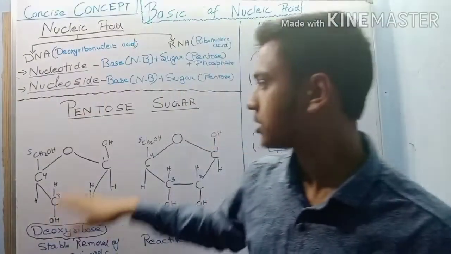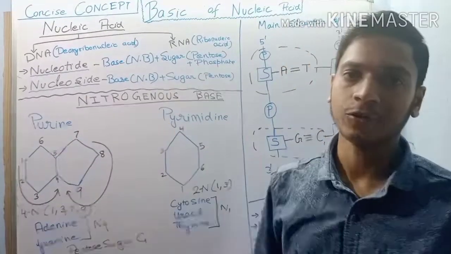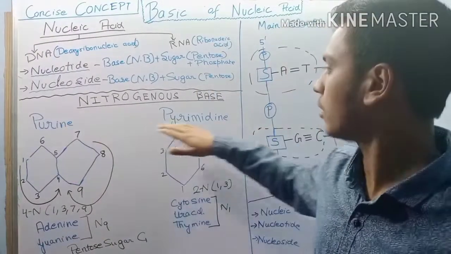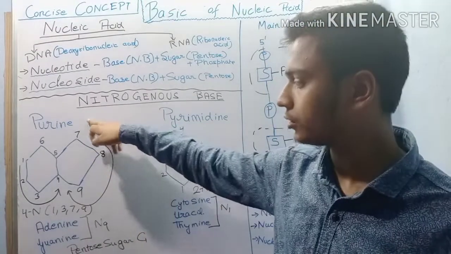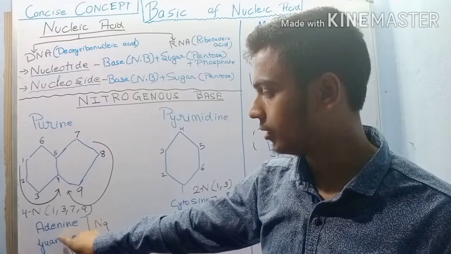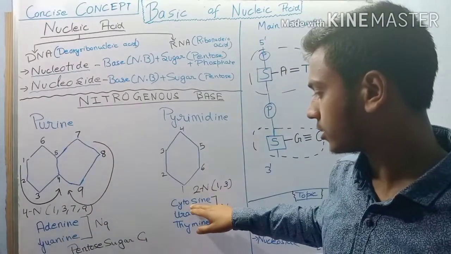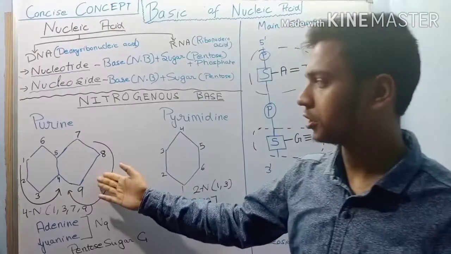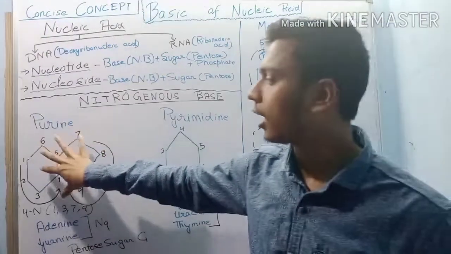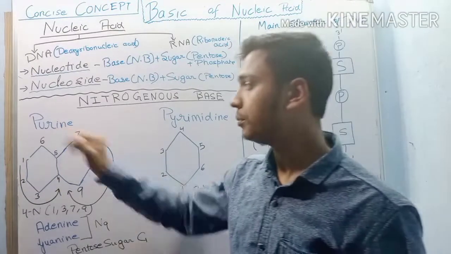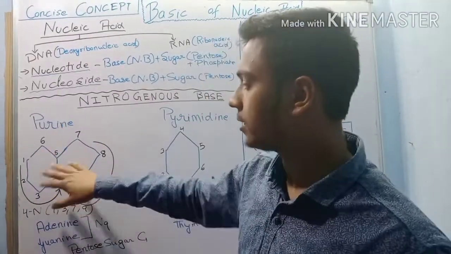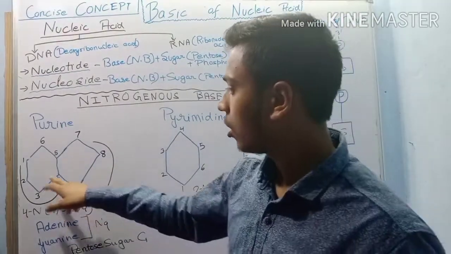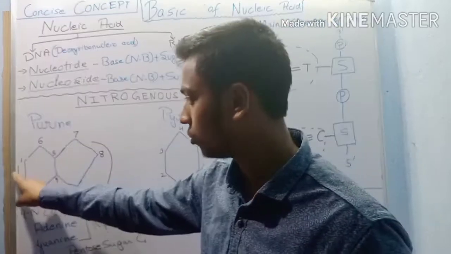Next we'll see nitrogenous bases. In nitrogenous bases, there are two forms, purine and pyrimidine. Purine has two forms, adenine and guanine. Pyrimidine has three, cytosine, uracil and thymine. We will see how these structures are formed and placed in the DNA. In purine, there are two rings. This is basically a nine-membered ring structure. So this is bicyclic. Here we'll go.